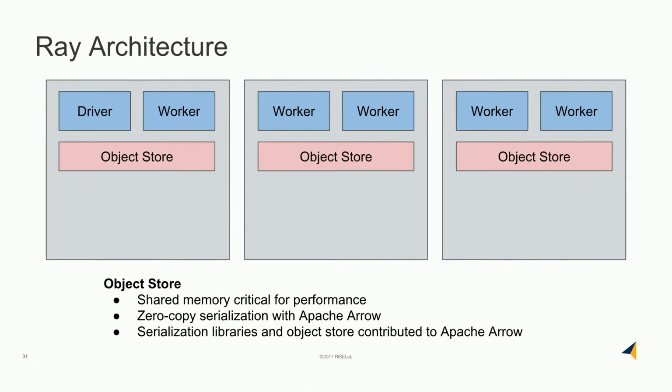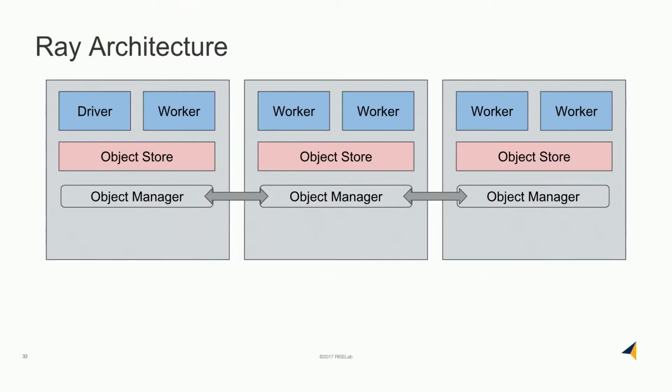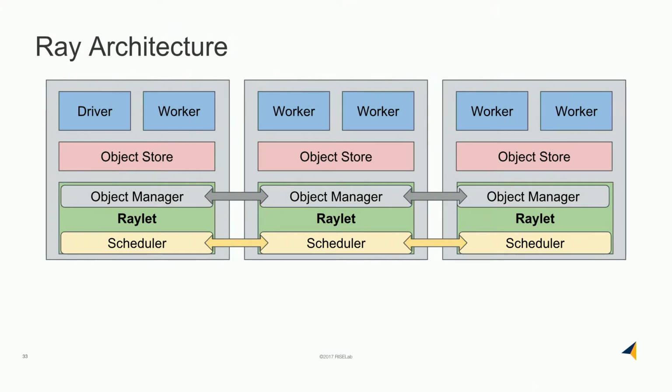There's a lot more to say about this process in particular, but it's something that is being developed in collaboration with the Apache Arrow project, and it's an important performance optimization. We also have an object manager on each machine and a scheduler on each machine. The object manager is responsible for streaming objects between machines. The scheduler is responsible for assigning tasks to workers or giving tasks to other schedulers. We use a distributed scheduler in order to essentially have higher task throughput.